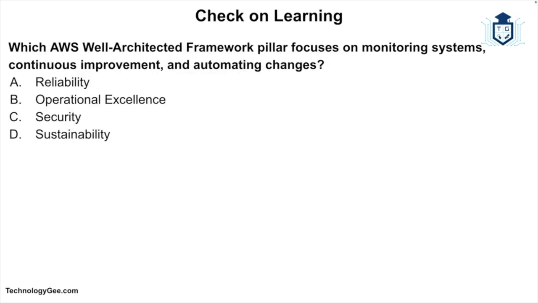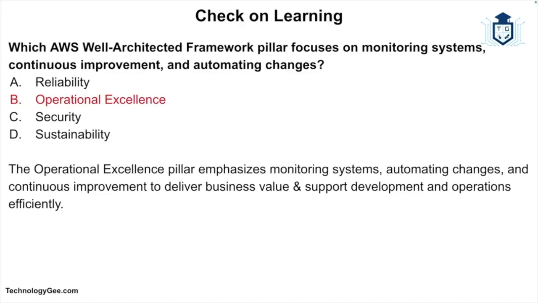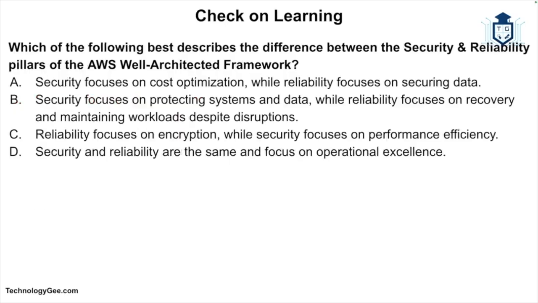All right, so with all that being said, let's do some check on learning. So our first question is, which AWS Well-Architected Framework pillar focuses on monitoring systems, continuous improvement, and automating changes? Is this reliability, operational excellence, security, or sustainability? And the correct answer is operational excellence. So the operational excellence pillar emphasizes monitoring systems, automating changes, and continuous improvement to deliver business value and support development and operations efficiently. Next question.